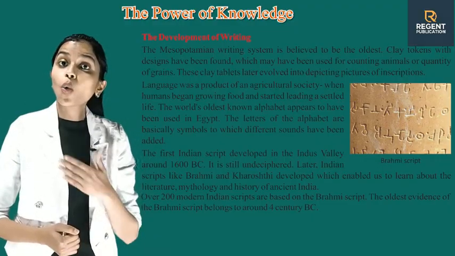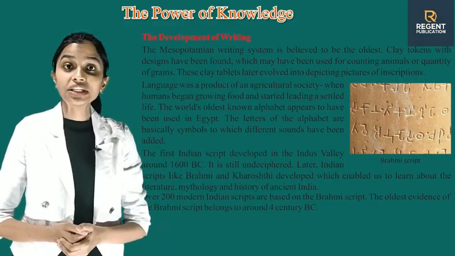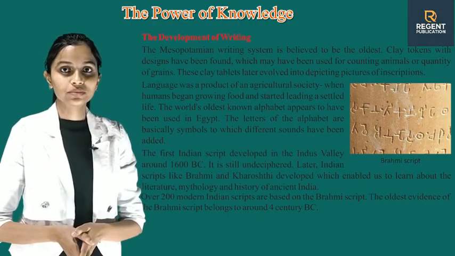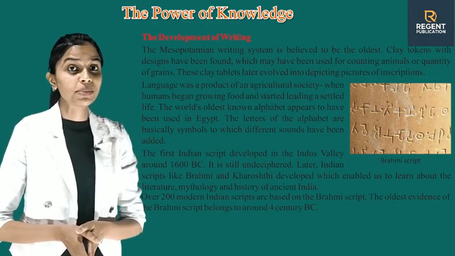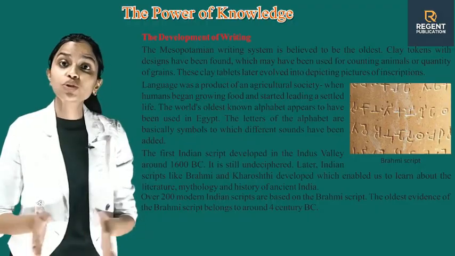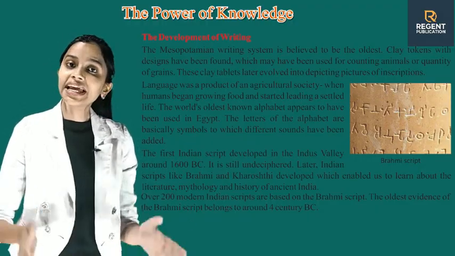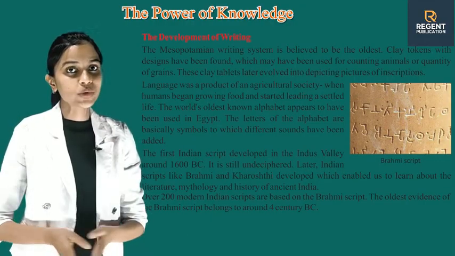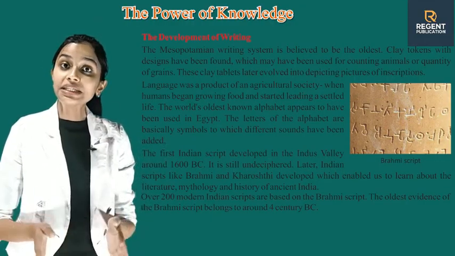The world's oldest known alphabet appears to have been used in Egypt. The letters of the alphabet are basically symbols to which different sounds have been added. The first Indian script developed in the Indus Valley around 1600 BC.